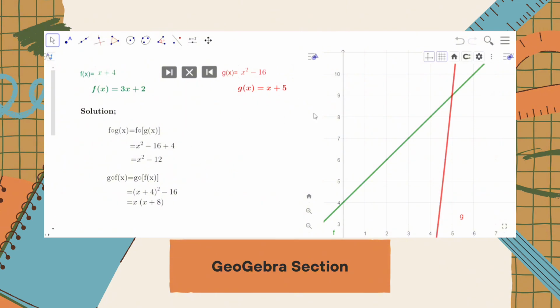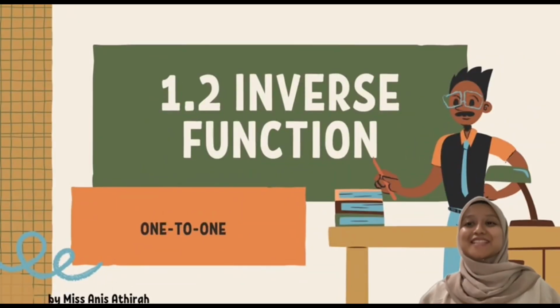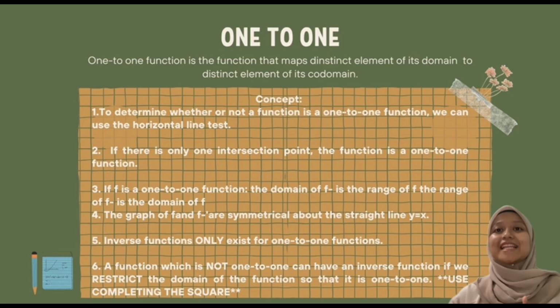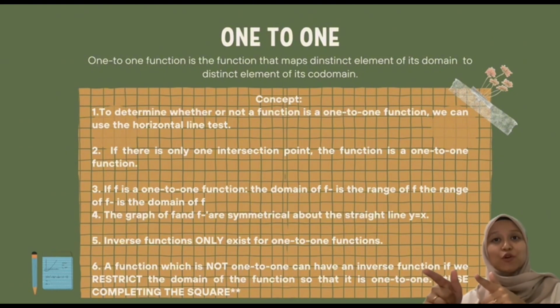composite function. Hi everyone, I'm Nur Atira binti Rizwan. So today I will present to you about one-to-one function. So, have you ever heard about one-to-one function? One-to-one function maps distinct elements of its domain to distinct elements of its codomain.